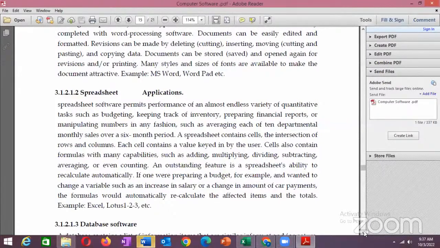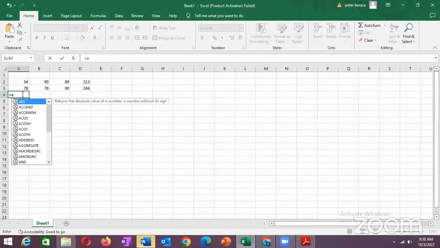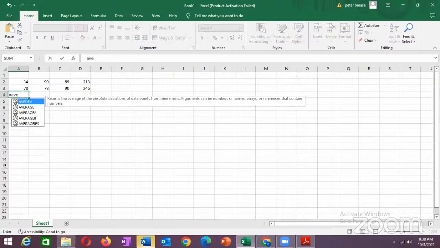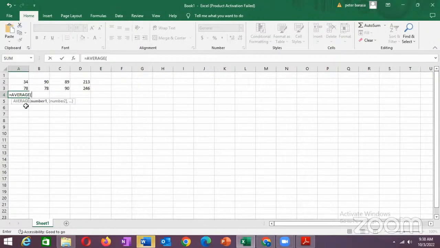Each cell contains a value keyed in by the user. Cells also contain formulas with many capabilities such as adding, multiplying, dividing, subtracting, averaging. For example here, you can also do the average. You can say equals, then you do average, you use functions that are in average. Click on it, average, then you take this from here, you use a colon to there.